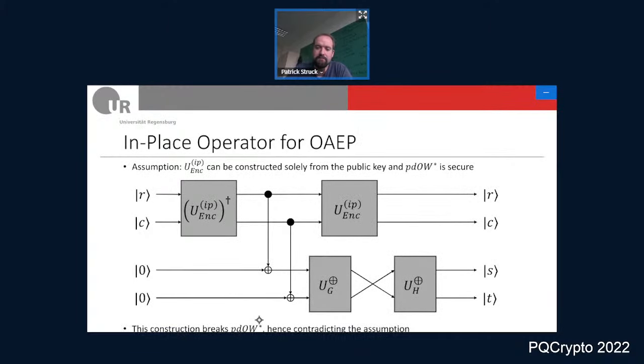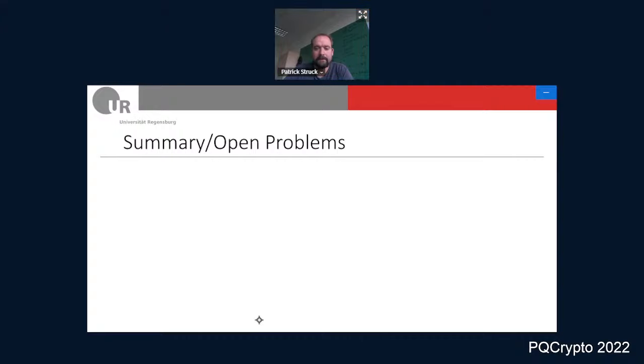And for this, we can show that this construction would break this partial domain one-wayness or the stronger variant, thus contradicting our assumption. In particular, we know both these in-place operators up here were by assumption only constructed using the public key. And also for these two XOR operators, G and H down here, we do not need the secret key. So this would be one construction that only relies on the public key. And with this, we can show that for OAEP, we cannot construct this necessary quantum operator for this qINDqCPA security notion.